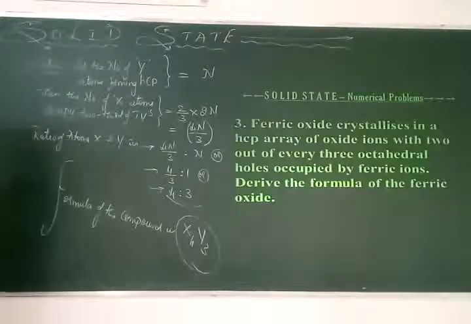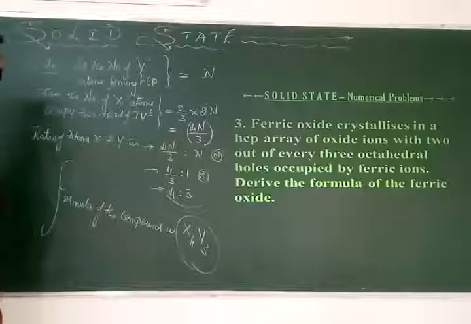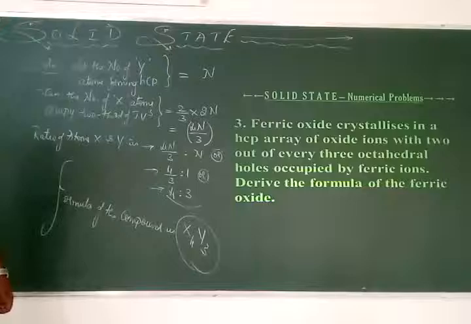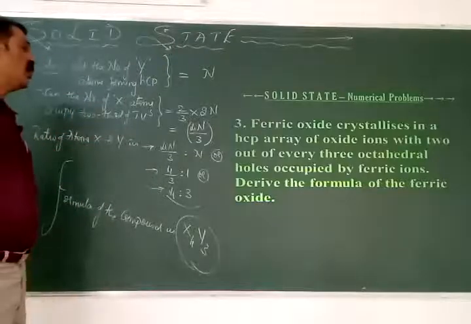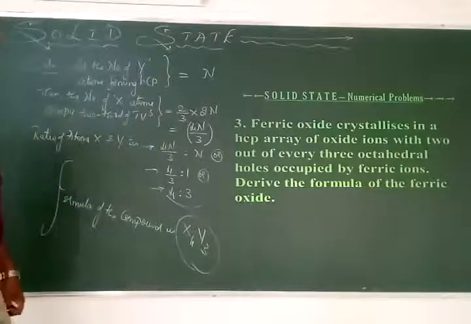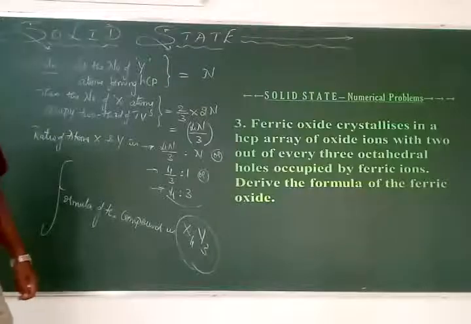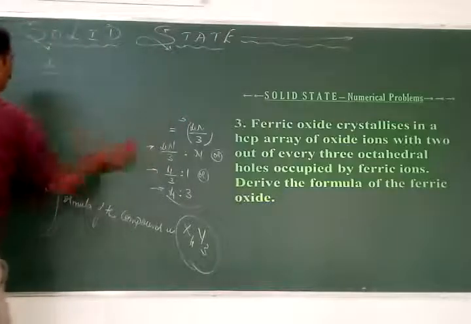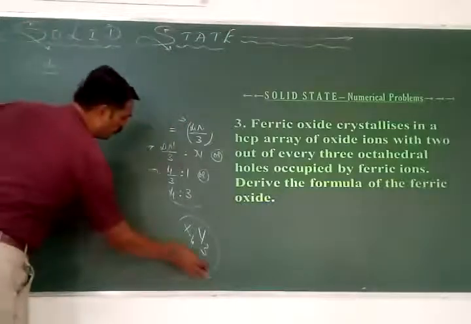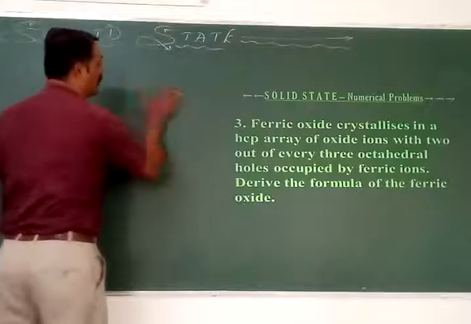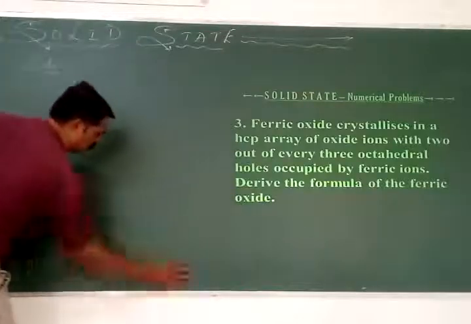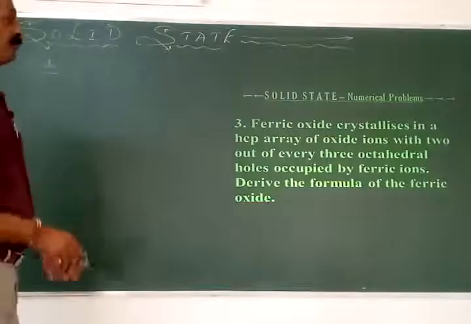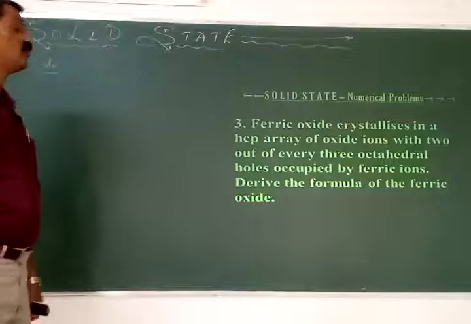Ferric oxide crystallizes in an HCP array. Array means arrangement of oxide ions, with 2 out of every 3 octahedral voids occupied by ferric ions. Derive the formula for the ferric oxide. It's very simple here, because for ferric we have to know the charge of that. So here, ferric oxide crystallizes in an HCP arrangement of oxide ions.